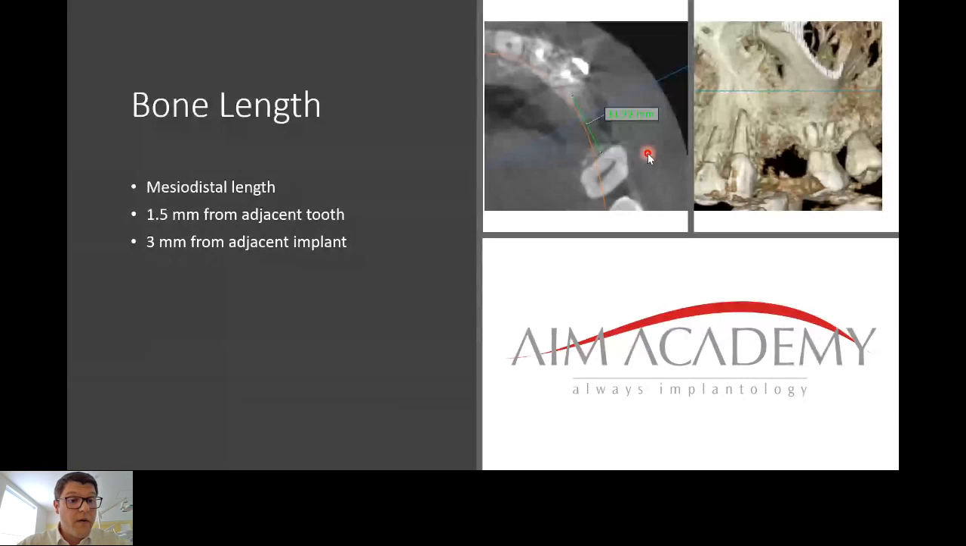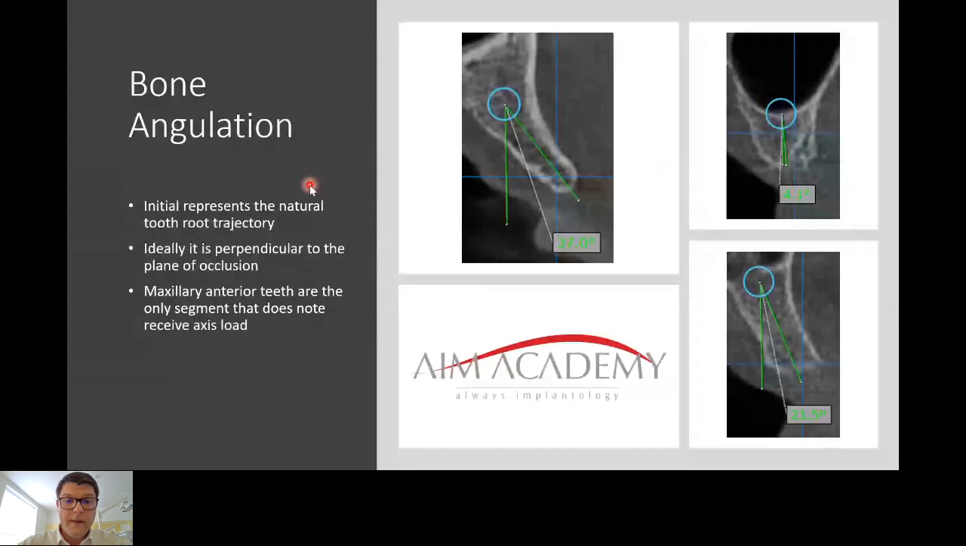Also, we have to evaluate the bone angle. This is a problem, especially in the frontal maxillary region. As you can see, initially, it represents the natural tooth root trajectory, but over time, this angle tends to change because this is the region where we lose most of the bone.